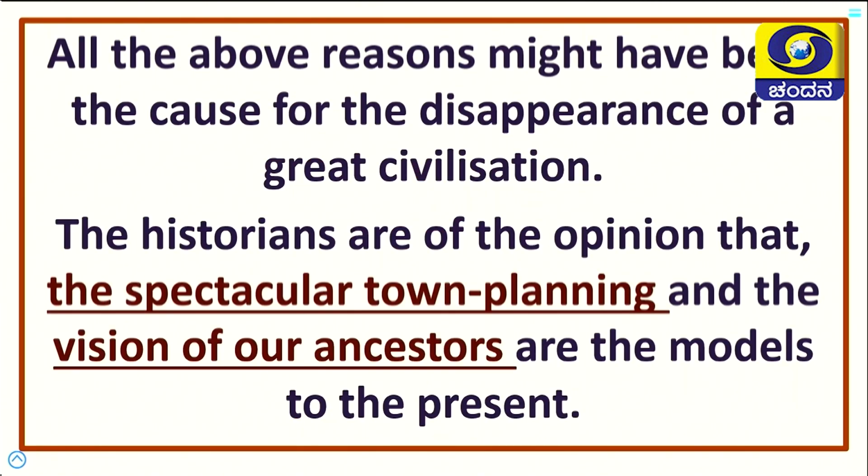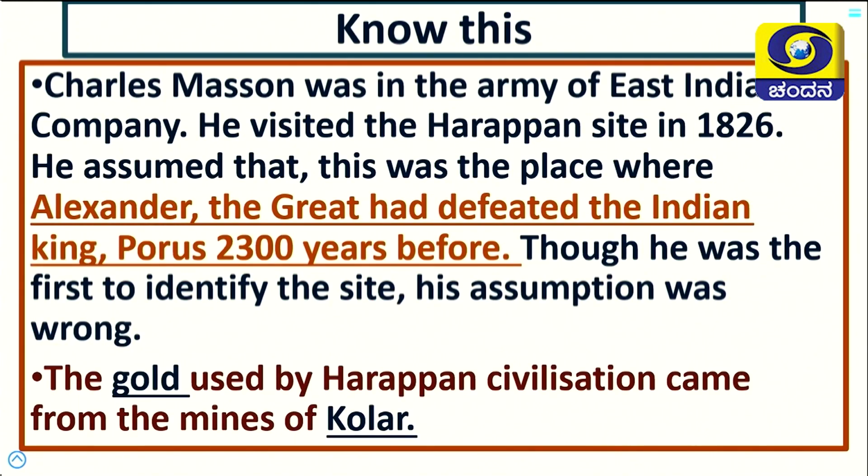That is the spectacular town planning they have left to us. If we use that, now also we can construct modern day cities. See, the first one is Charles Masson. He came to India. He thought that in this place Alexander the Great and Porus had fought, so only these many artifacts are available, but it was wrong. And whatever gold they used in the Harappan civilization, it came from Kolar, they are saying now. So it is a very proud moment for us, that from Karnataka we sent the gold to the people of the Harappan civilization.